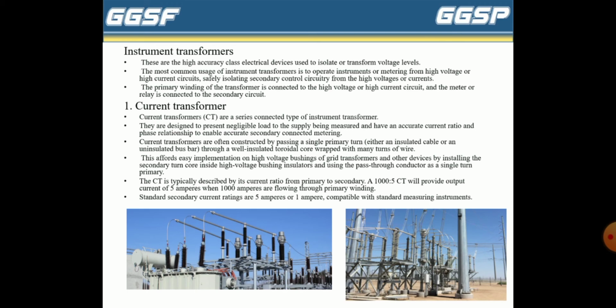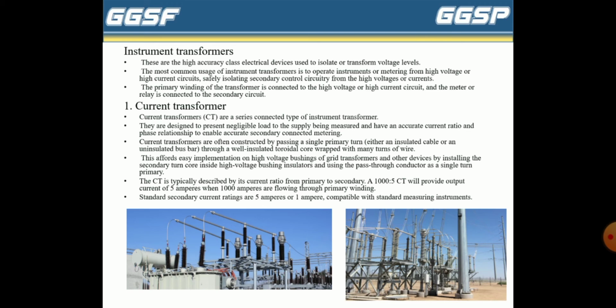Current transformer. Current transformers (CT) are a series-connected type of instrument transformer. They are designed to present negligible load to the supply being measured and have an accurate current ratio and phase relationship to enable accuracy.